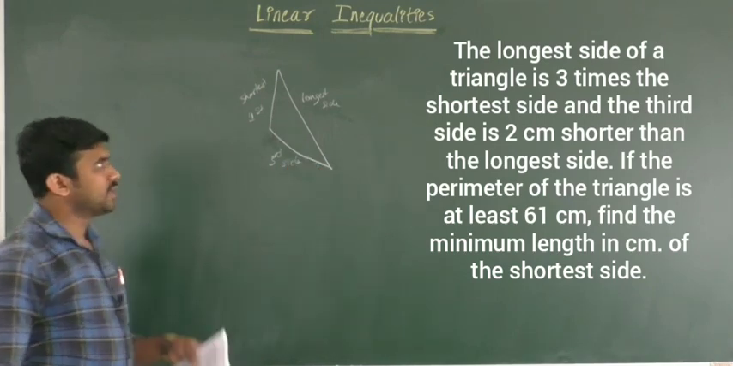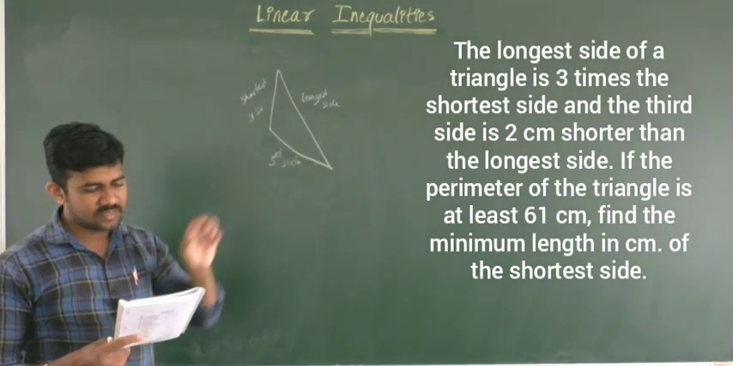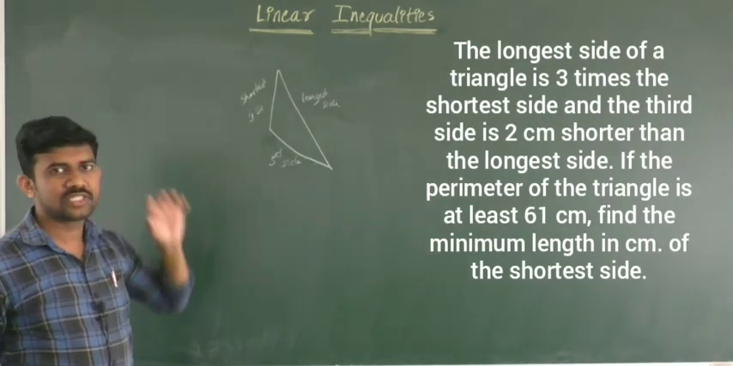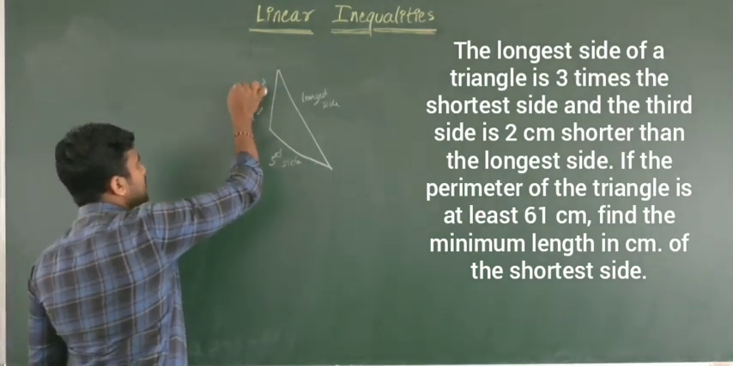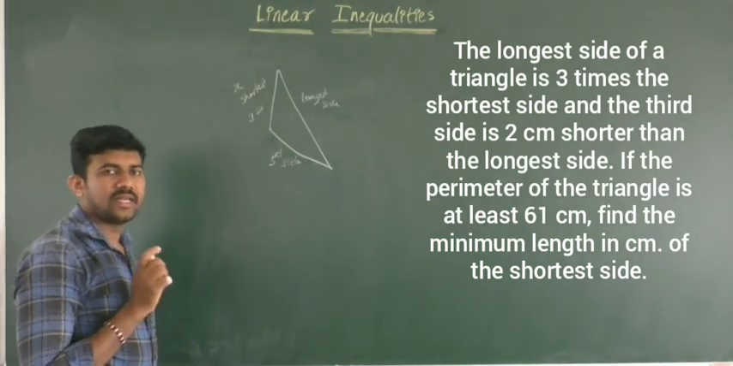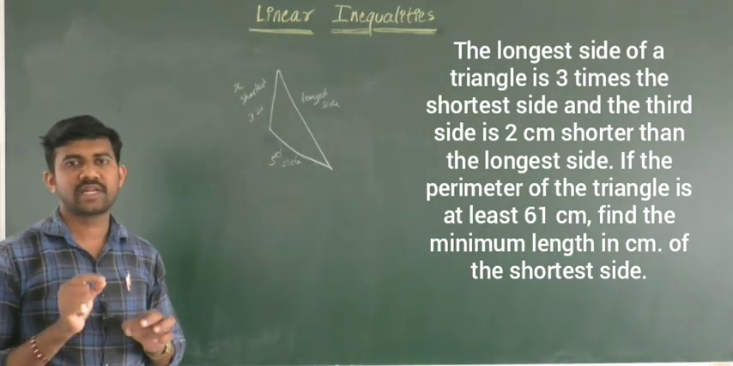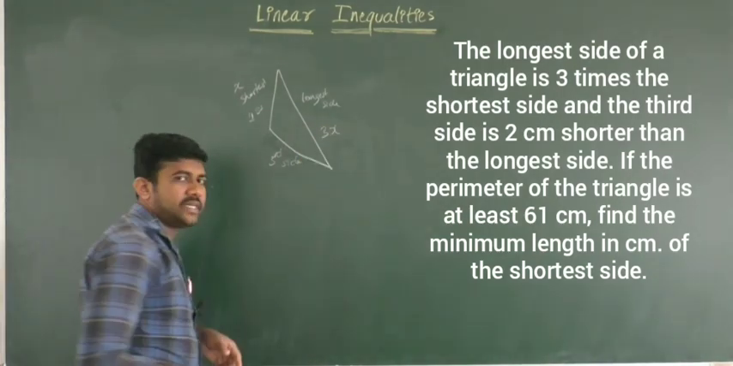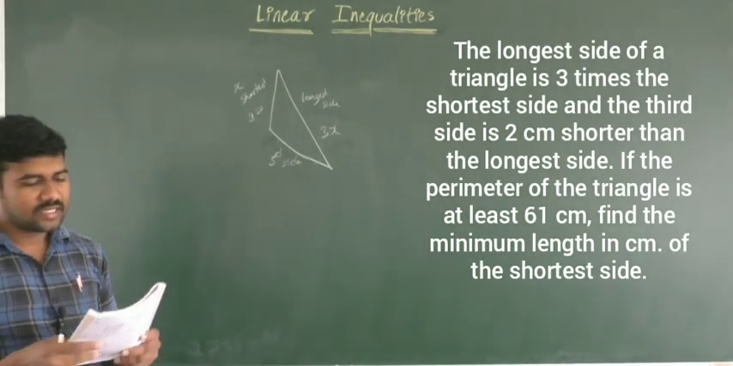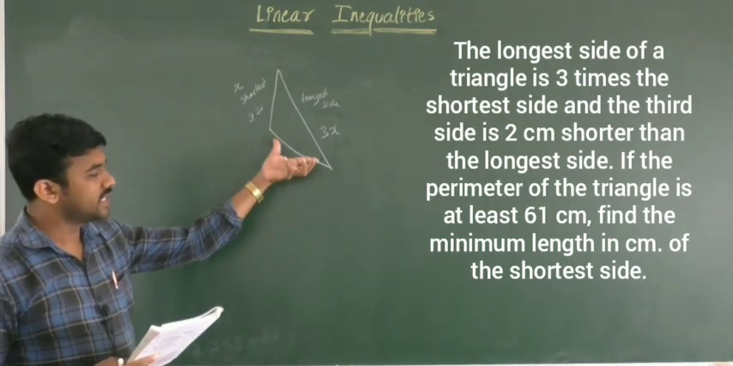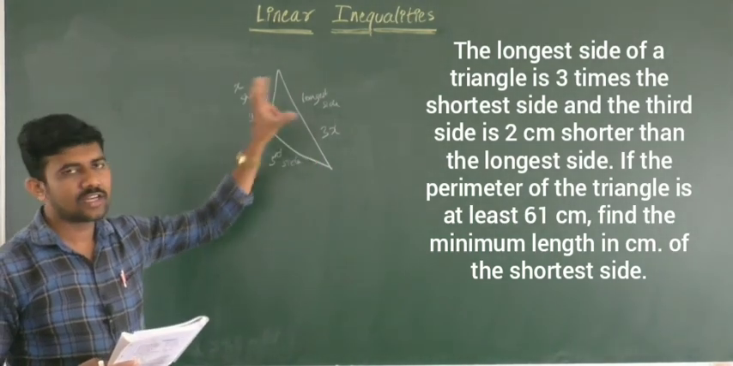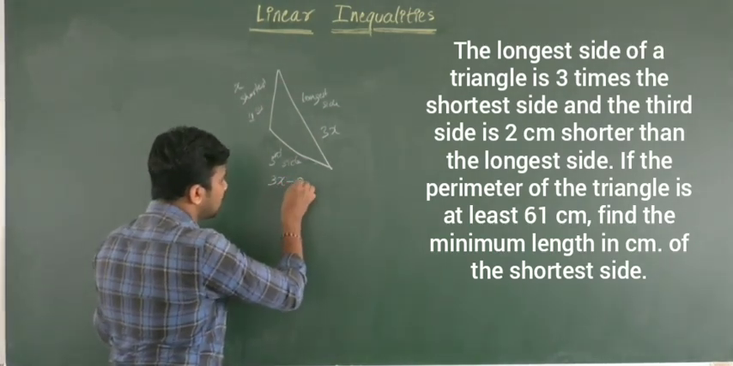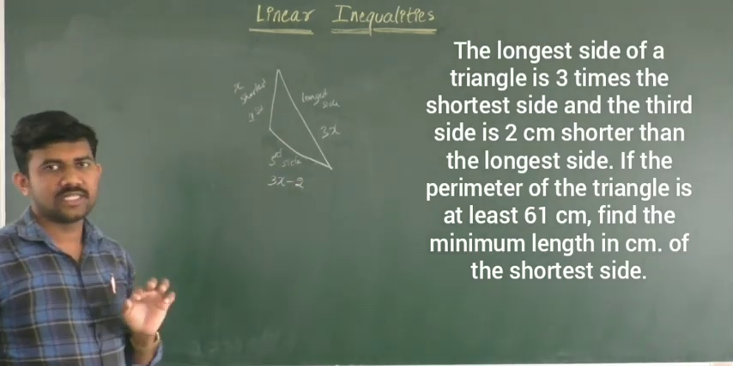The given: the longest side is 3 times the shortest side. Do we know the length of the shortest side? No, so this is an unknown value. I'll consider x. Let x be the length of the shortest side of the triangle. Then what is the longest side? It is 3 times the shortest side, 3x. And they mentioned the third side is 2 centimeters shorter than the longest side.